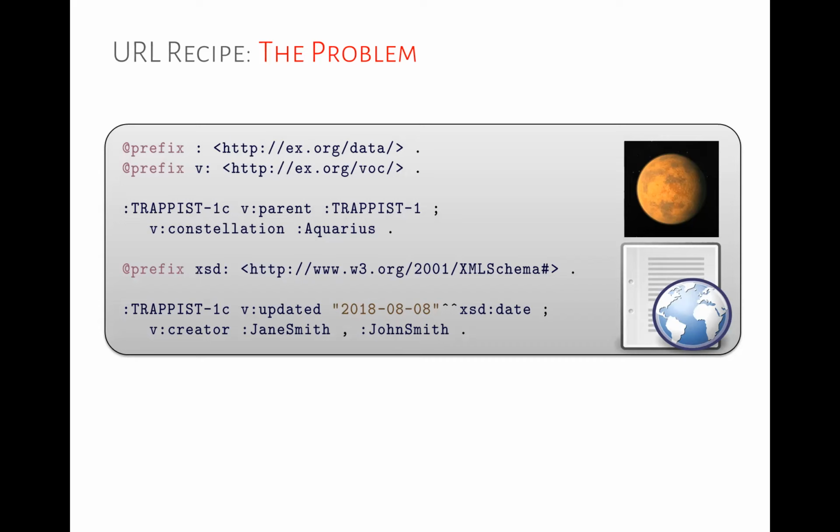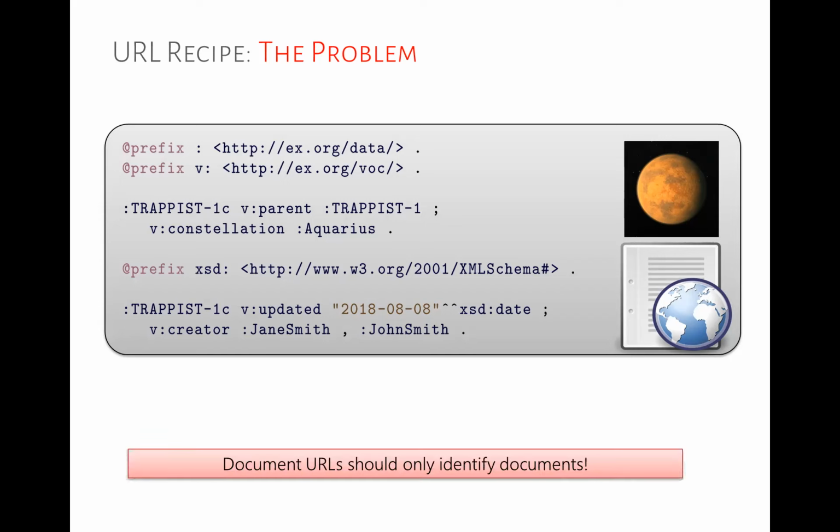And we can interpret that the thing that has parent TRAPPIST-1 was created by Jane Smith and John Smith. Yeah, that they somehow created the planet. So it's very natural to use the document URL, the location of the document, as the identifier for the document too. But we want to reserve the URL of the document, the location, to identify the document itself and not the thing that the document describes. So document URLs should only identify documents.